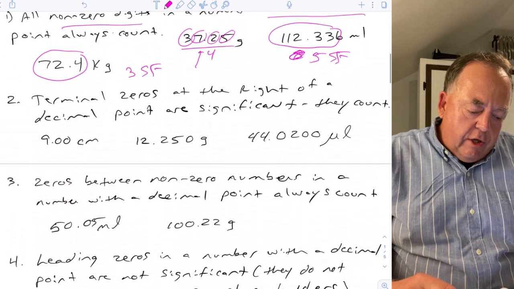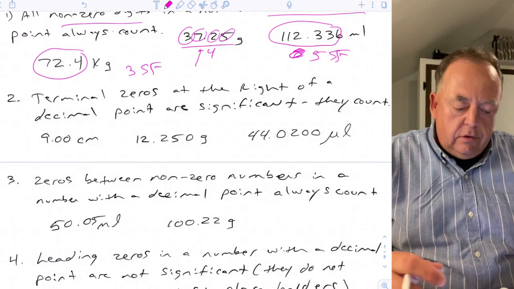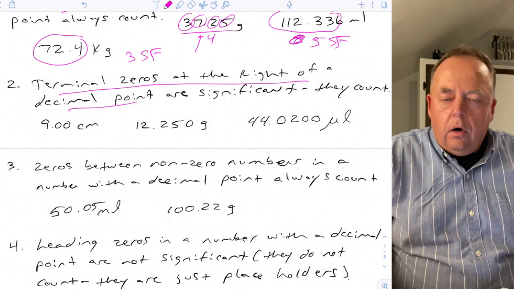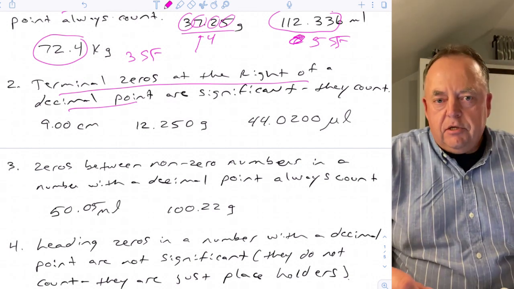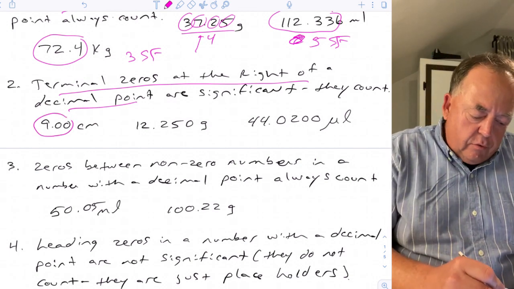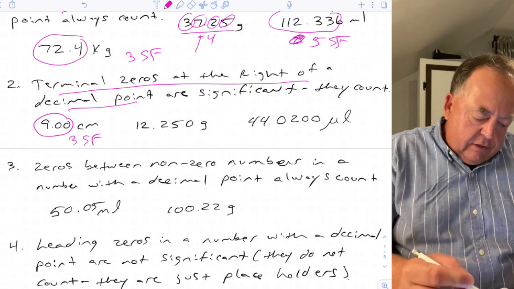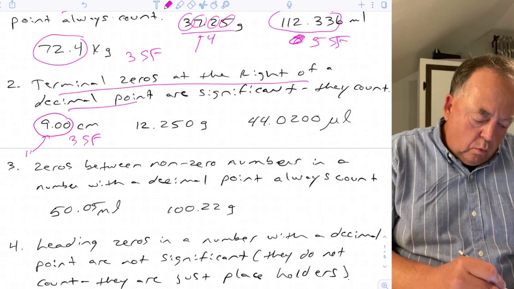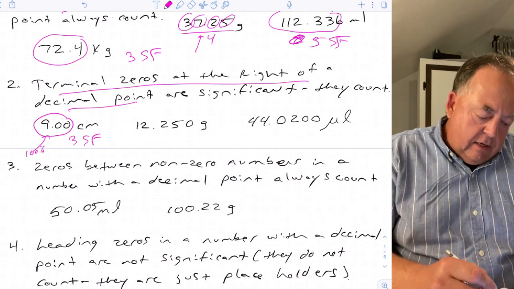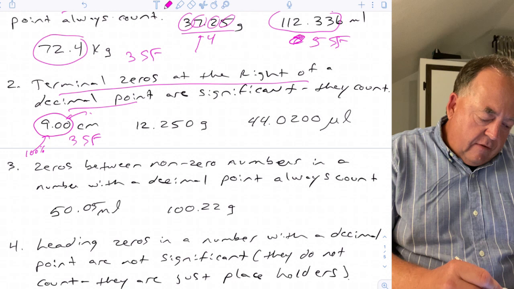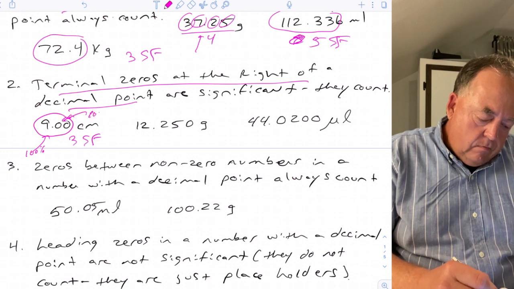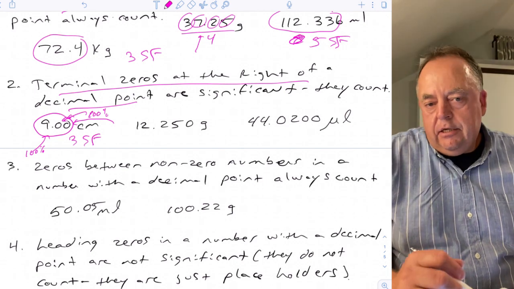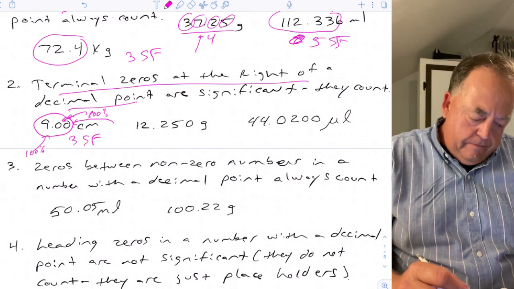Where it becomes trickier is when you have zeros, how to treat the zeros. So terminal zeros at the right of a decimal point always count. All zeros after a decimal point count. So this would have 3 significant figures. If you write the number like this, 9.00 centimeters, what you're telling somebody is you're 100% confident in the 9, you're 100% confident in that 0, and the first guess is that number at the second decimal point.